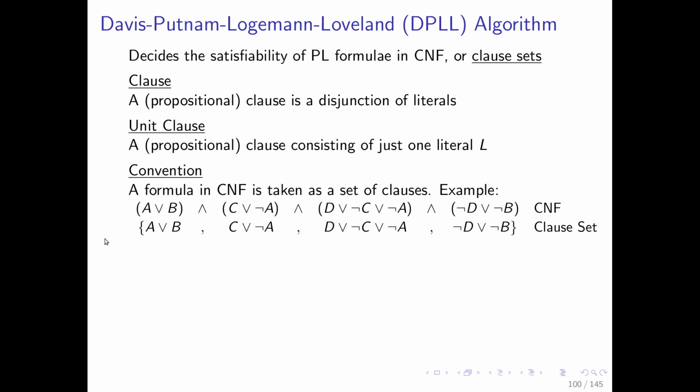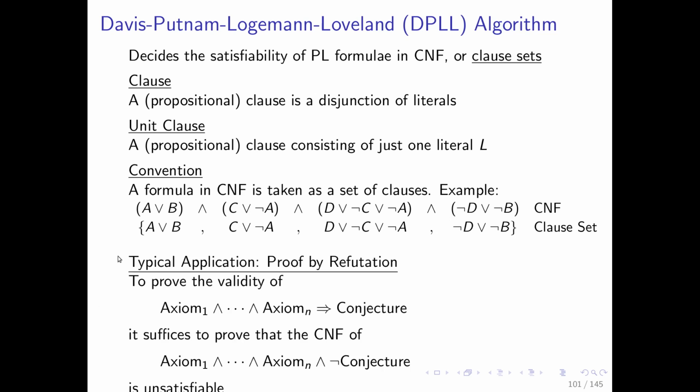And what we're looking for is an assignment that makes this guy true and this guy true and this guy true and this guy true. So we want to make every member of the clause set true. That's what the DPLL algorithm is trying to do.